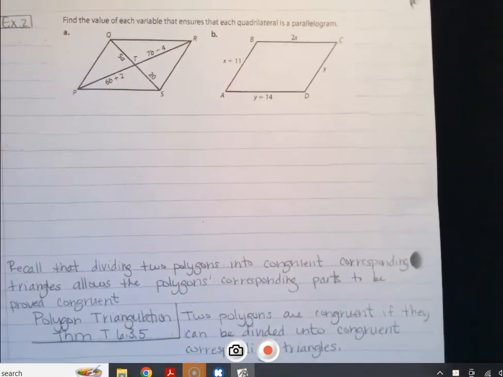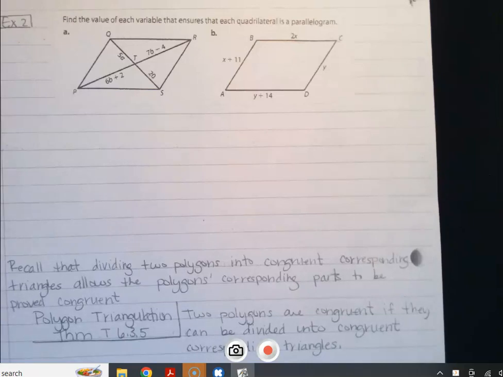Okay, so let's look at the back. Example 2: find the value of each variable that ensures each quadrilateral is a parallelogram. So we want to ensure that it's a parallelogram. If that's the case, what do we know? So in example A, 5A equals 20. These are congruent.